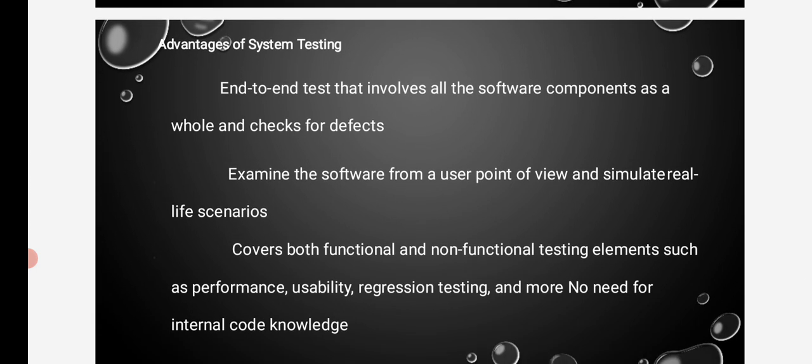Advantages of system testing. It is an end-to-end test that involves all the software components as a whole and checks for defects. It examines the software from a user point of view and simulated real-life scenarios. It covers both functional and non-functional testing elements such as performance, usability, regression testing, and no need for internal code knowledge.